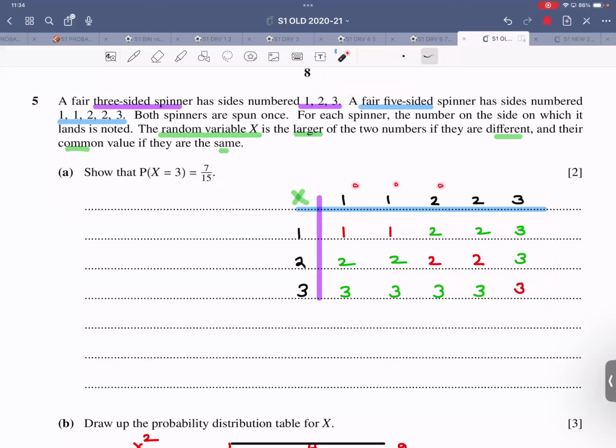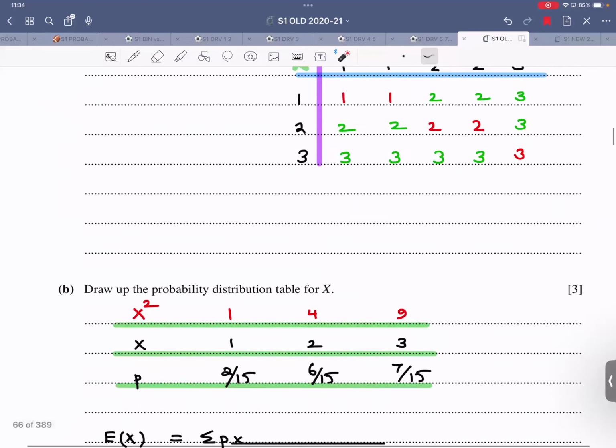And for these 1, 1, 2, 2, 3, maybe this was fair, so everyone has a 20% probability. Then if I talk about scoring a 1, that could be 1 from here and 1 from here, I would be multiplying out the probabilities. Scoring this one and this one, I would again be multiplying out the probabilities and then adding. We have done questions like that. But this is a simplified question.